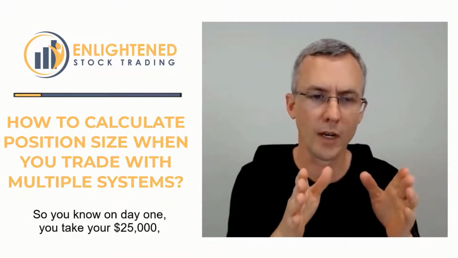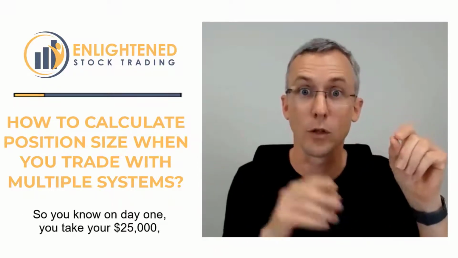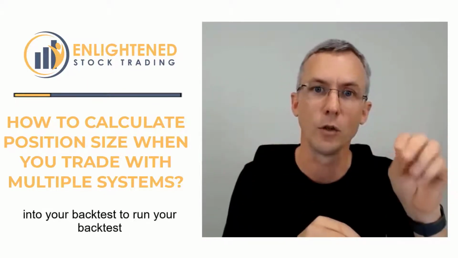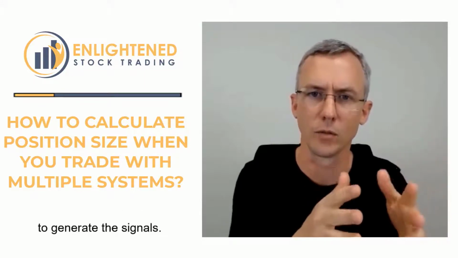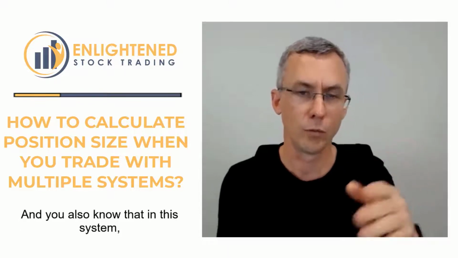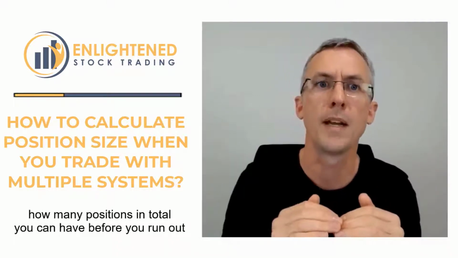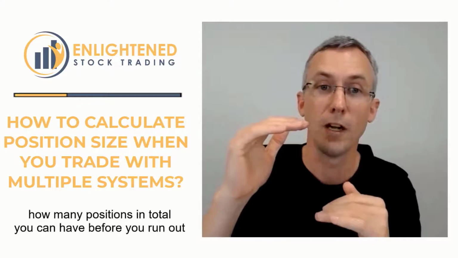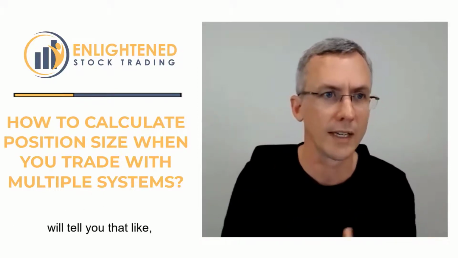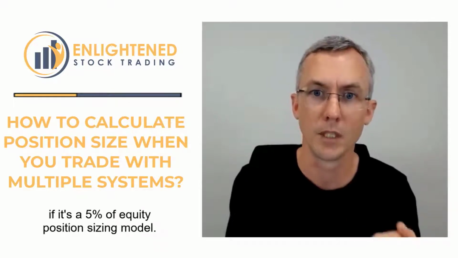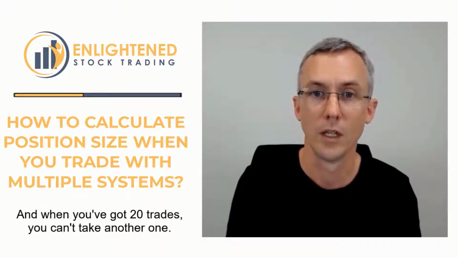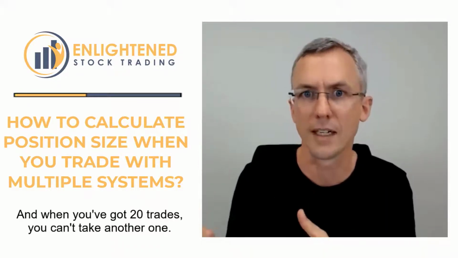So, on day 1, you take your $25,000, which is 50% of $50,000, and you put that value into your backtest to generate the signals. And you also know that in this system, whatever system it is, how many positions in total you can have before you run out of capital. The backtest setup will tell you that. Like if it's a 5% of equity position sizing model, then you can have 20 trades, right? On day 1. And when you've got 20 trades, you can't take another one.